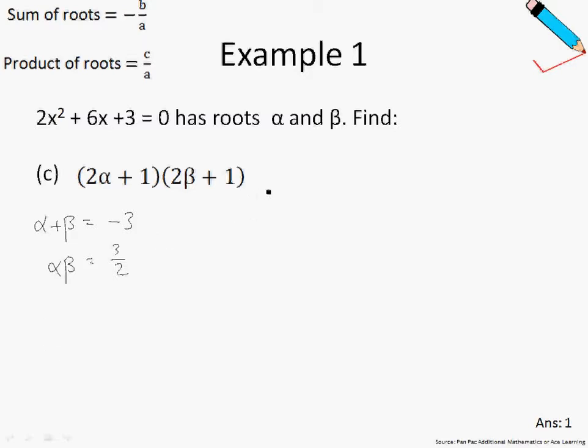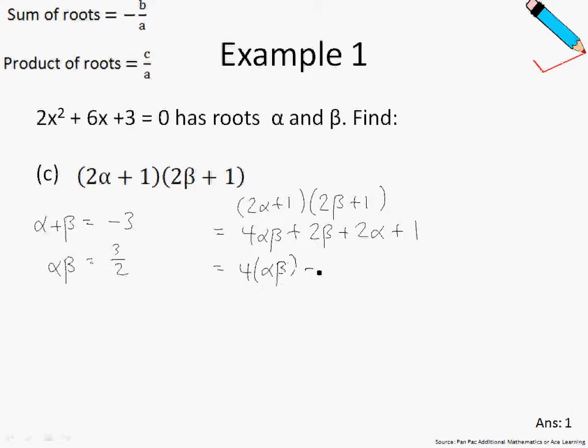In this question, we're dealing with 2 alpha plus 1 multiplied by 2 beta plus 1. So what I'm going to do here is to expand out this expression. Expanding this out, 2 alpha times 2 beta will give me 4 alpha beta. Following that, I'll get 2 beta, 2 alpha, and 1. Let me just factorize out some terms to make it look more obvious to you. So this will look like this.